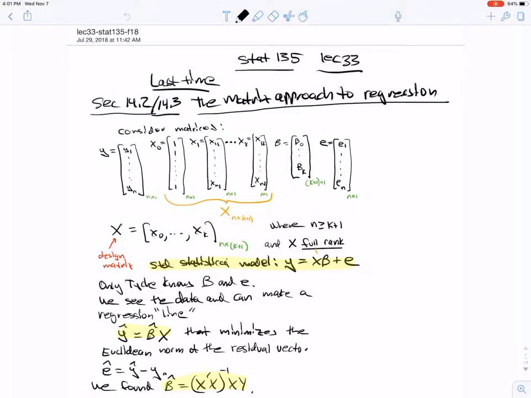Hello, it's Stat 135, lecture 33. Last time we started chapter 14, doing a matrix approach to regression, including simple linear regression.